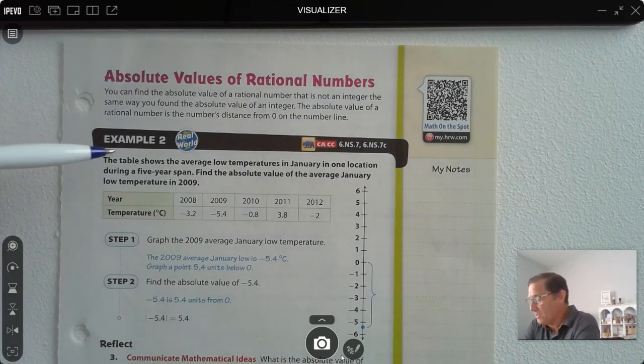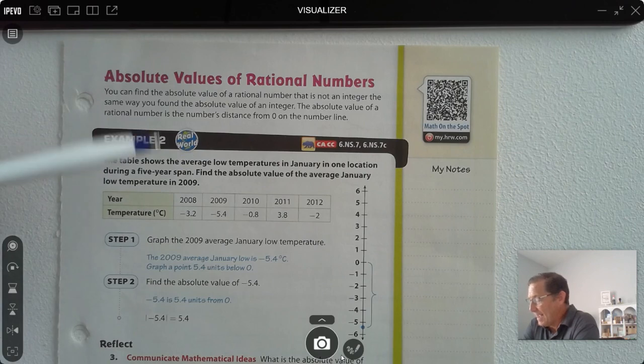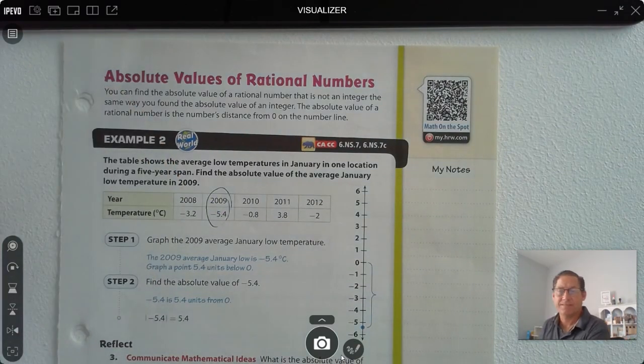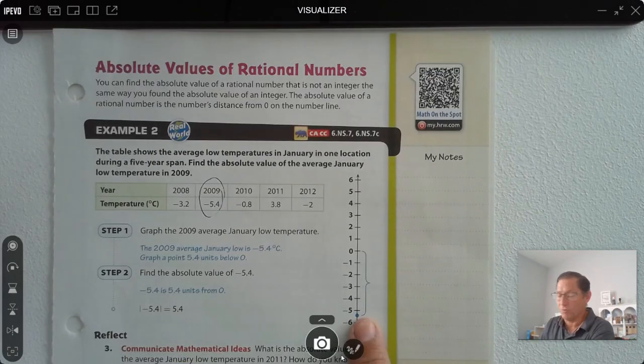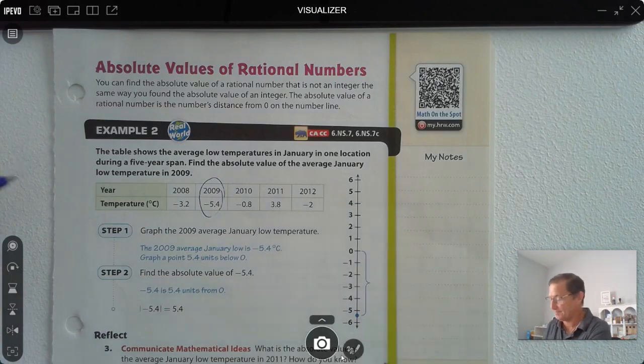Simple as that. The table shows the average low temperatures in January in one location during a 5-year span. Find the absolute value of the average January low temperature in 2009. So we look at 2009 and we see it's negative 5 and 4/10. Its absolute value would be the same distance from 0. So 5 and 4/10.